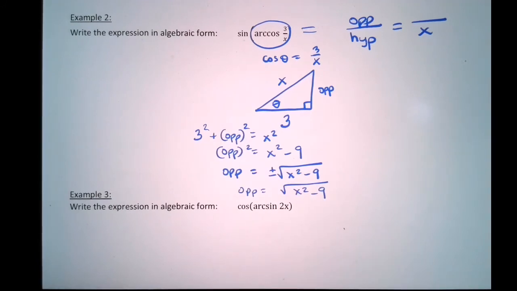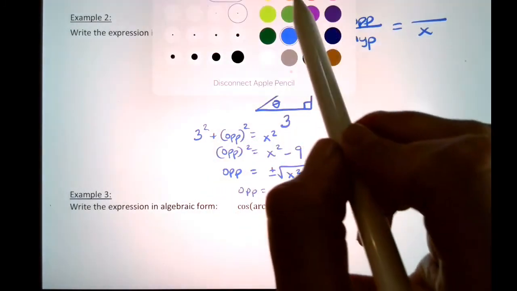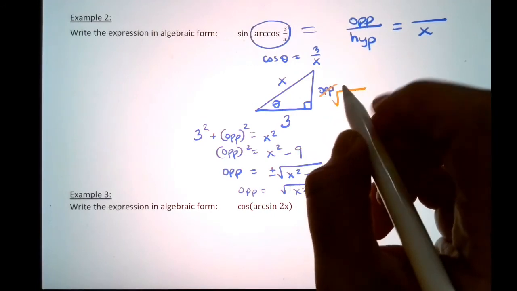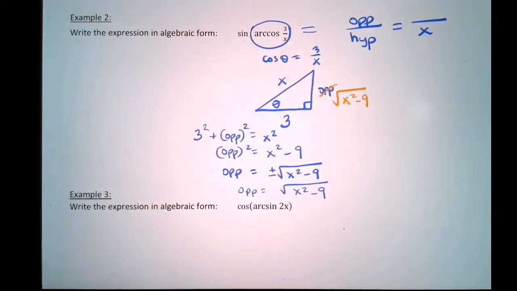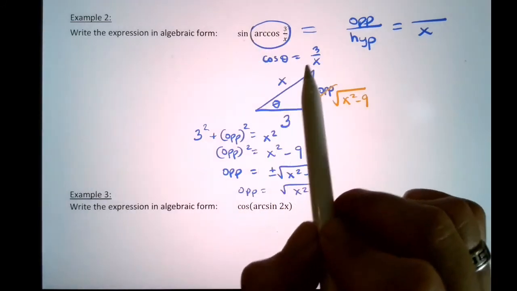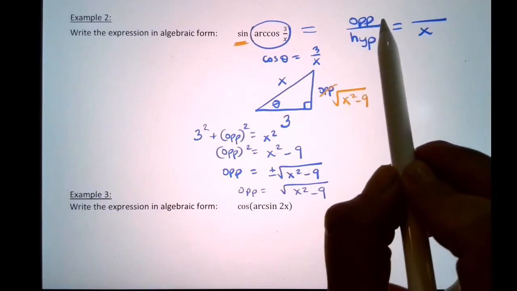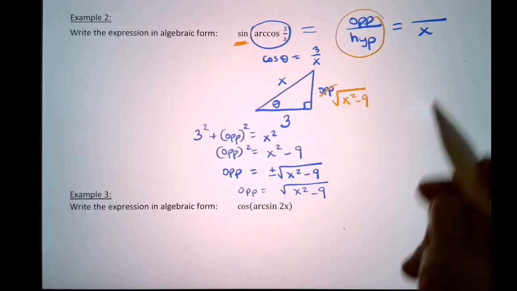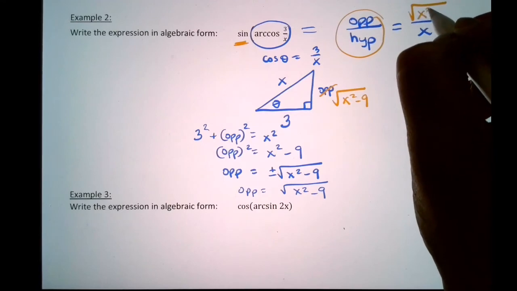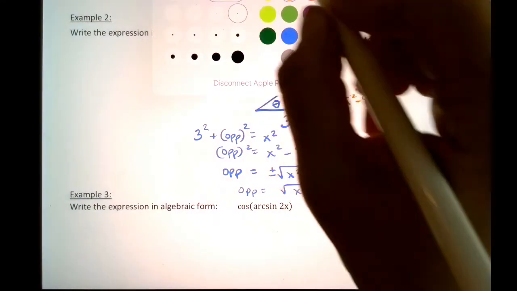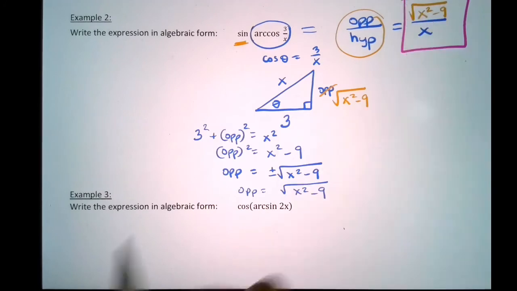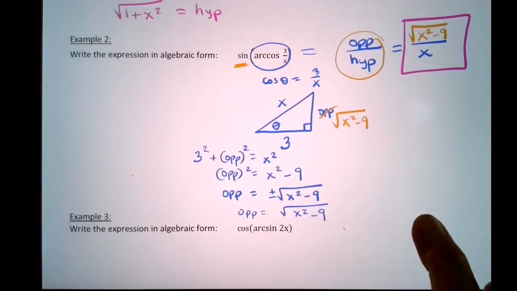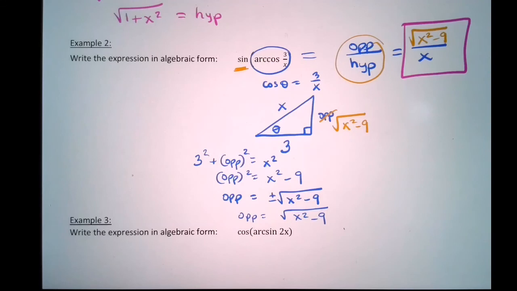Now that doesn't simplify at all. You're stuck with it. So I think instead of writing opposite here, let's write the square root of x squared minus 9. That was the only thing missing to my answer, right? I drew this picture in blue. I'm now supposed to answer what the sine is. Well, sine is opposite over hypotenuse. I now know that opposite is the square root of x squared minus 9. This is the answer to this question. It asked for an expression, an algebraic form. What is equivalent to the sine of arc cosine of 3 over x? It's the square root of x squared minus 9, all divided by x.